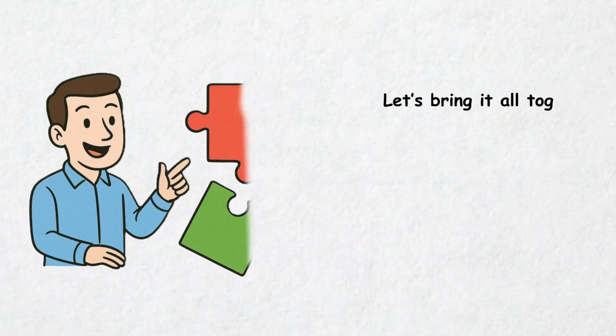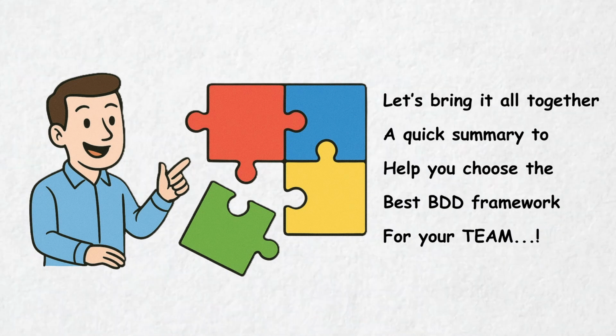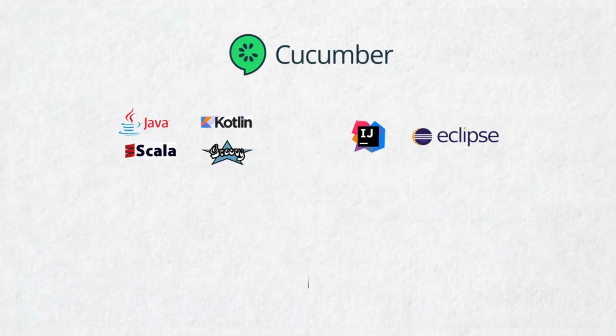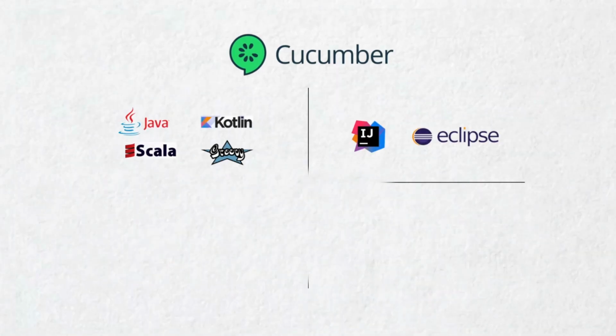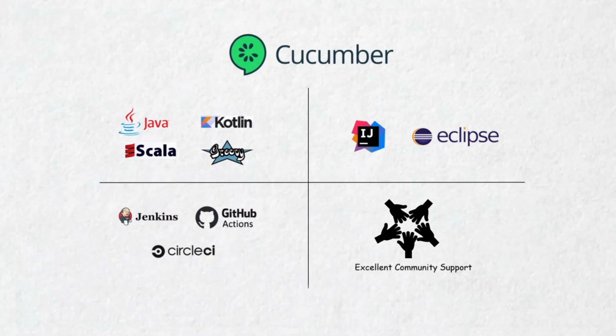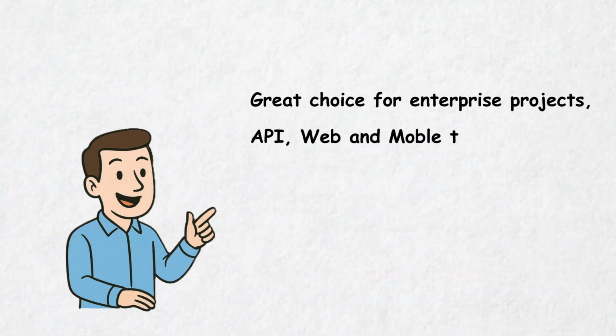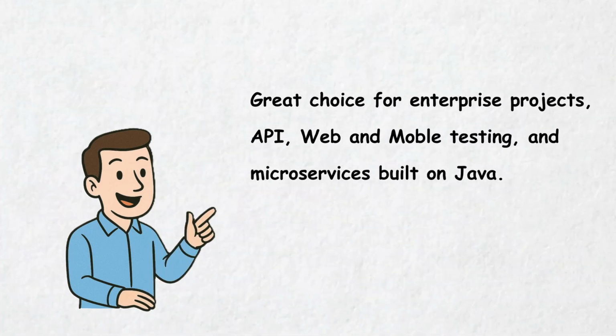Now, let's bring it all together with a quick summary to help you choose the best BDD framework for your team. Cucumber is the most mature and widely supported BDD framework. It's ideal if you are working with Java or other JVM languages like Kotlin or Scala. You'll get rich tooling support in IntelliJ and Eclipse, good reporting plugins, and excellent community backing. It's a great choice for your enterprise projects, API testing, and microservices built on Java.